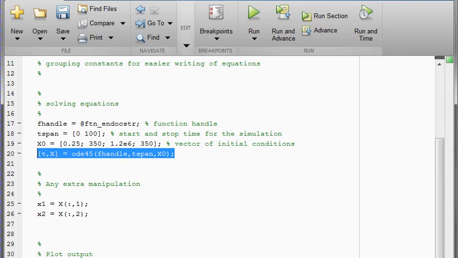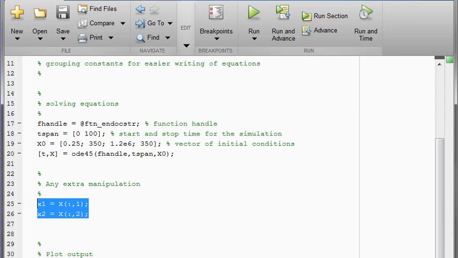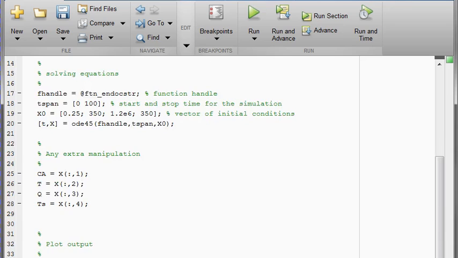We can go ahead and run ODE45 just like that. But before we do that, that's not going to help us any because it will solve the equations, but we won't know what the solution looks like. So the next thing that we want to do is unpack our output state variable array into the 4 state variables. So the first column of the output array, capital X, will correspond to our concentration variable, the second column to our temperature variable, the third one to our heat load variable, and the fourth one to our temperature sensor.